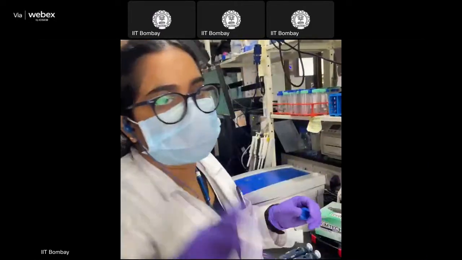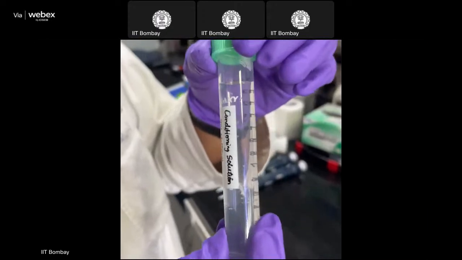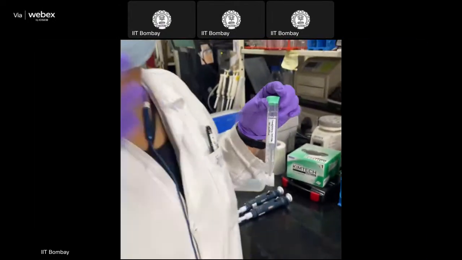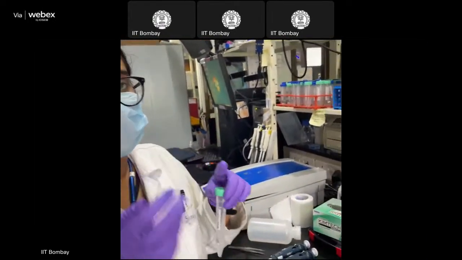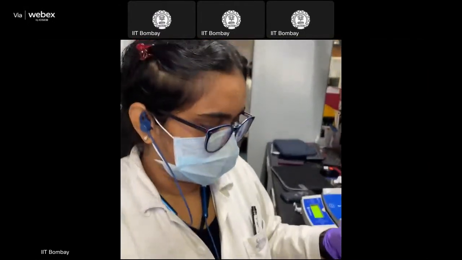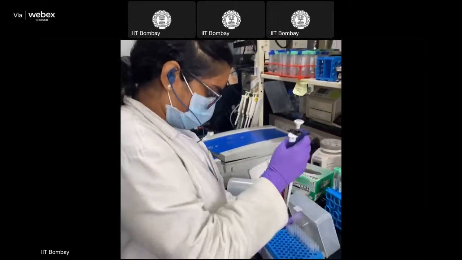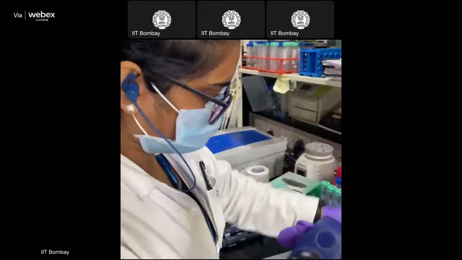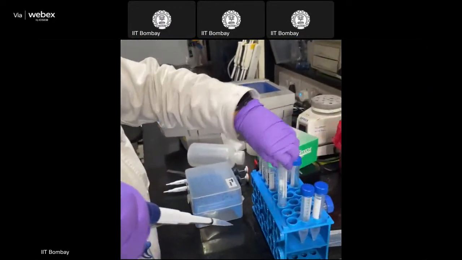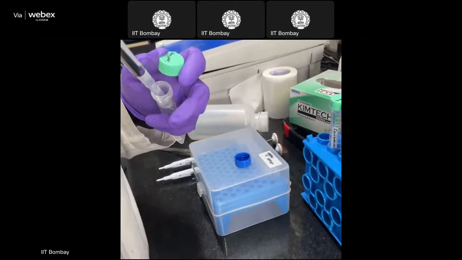Then we follow a few steps. First we add conditioning solution, which is 90% methanol in 0.1% FA. It will activate the column, because the column is dry and there is nothing in it. We need to activate the column before passing our sample. So this is the conditioning solution. I'll show how we do it. I'll just add conditioning solution to the column.